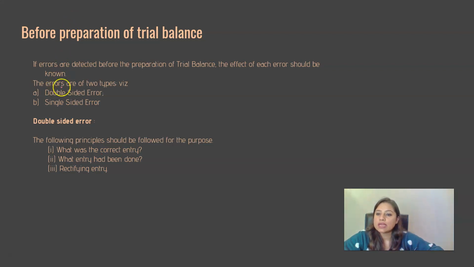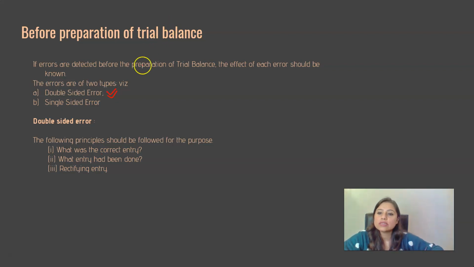As we know, there is either a double-sided error, which impacts both accounts, the account that needs to be debited and the account that needs to be credited. Both such accounts are impacted, or an incorrect entry has been recorded at both sides of that particular entry. So that is a double-sided error. In the case of a single-sided error, the impact has been recorded in one account only. So either the debit has been done incorrectly or the credit has been done incorrectly.